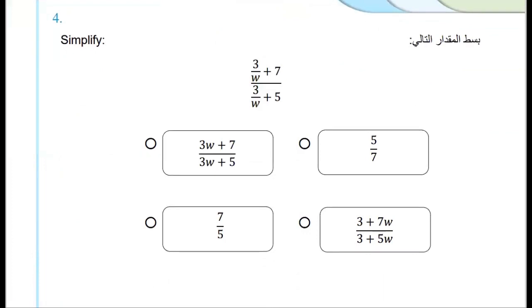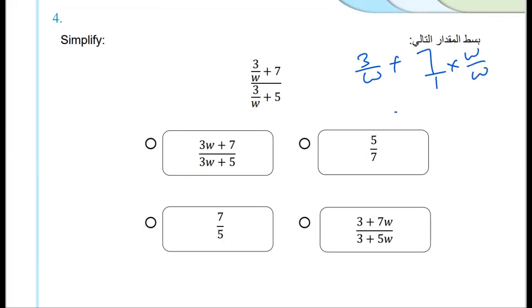Number 4, simplify the expression. So first of all, we need to understand how to add or subtract the fractions. So we can simplify 3 over w plus 7 and 3 over w plus 5. For 3 over w plus 7, we have to make the common denominators. So the denominator is w, 7, so you can write 7 as 7 over 1. So how can we make the common denominator? We need w as a common denominator.